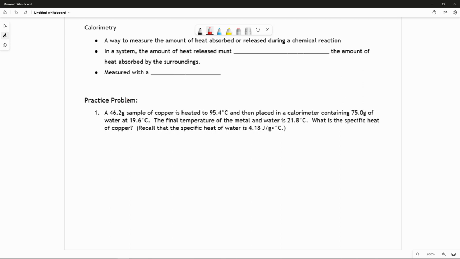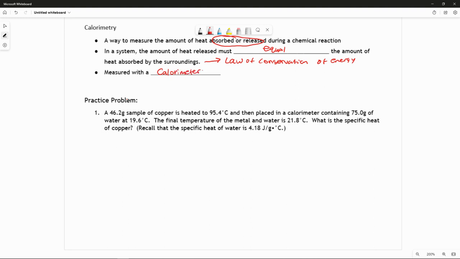All right, let's do day 3 notes on calorimetry. Calorimetry is a way to measure the amount of heat absorbed or released during a chemical reaction. In a system, the amount of heat released must equal the amount of heat absorbed by the surroundings. And this is because of our first law of thermodynamics, which is the law of conservation of energy. And this is measured with a calorimeter.